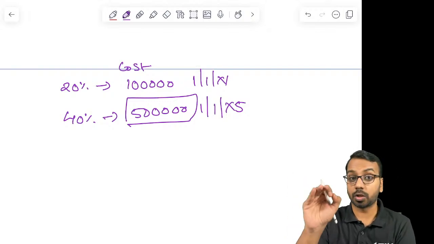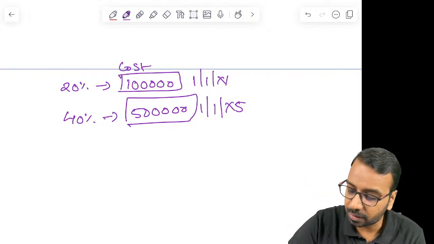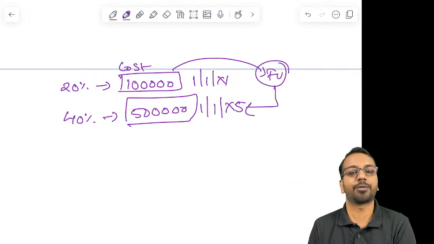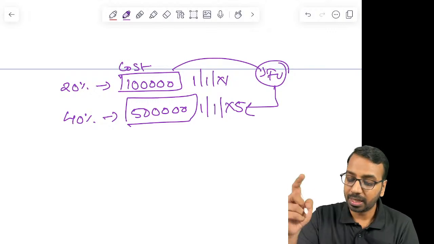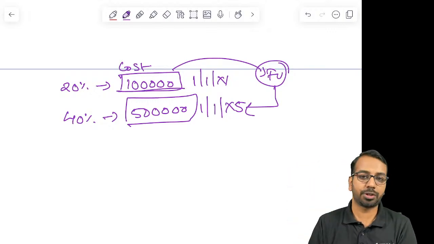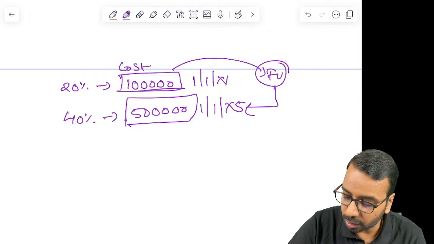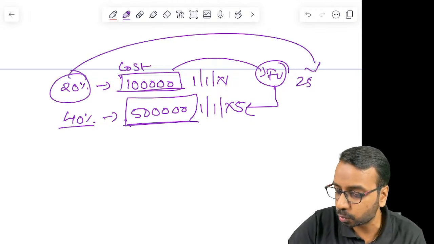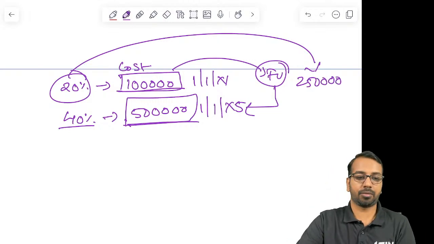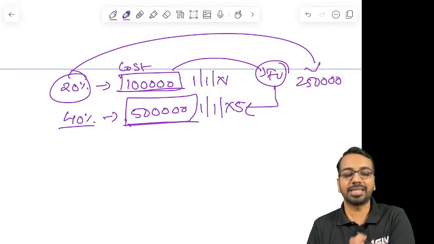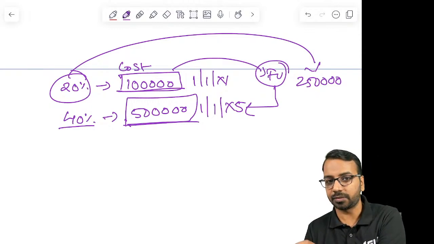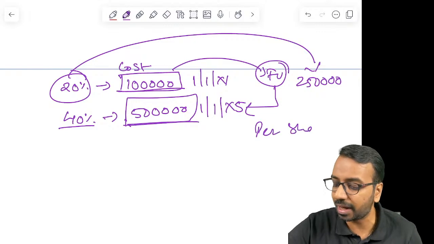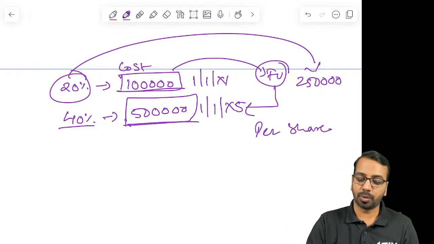What Ind AS 103 also requires us to do is a fair valuation of this existing stake. On which date? Fair valuation on the date we have obtained control. So what is the fair value? Either this fair value will be given to you in the question, or for 40% we paid 5 lakhs, so for 20% it will be 2,50,000. Like this also you can calculate. Or based on NCI, sometimes they will give you non-controlling interest fair value. Based on that also you can calculate. Sometimes they will give you per share value. Using the per share value also you can calculate.